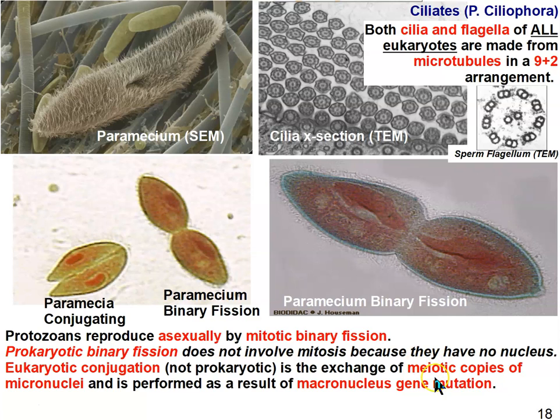So it reduces the number of chromosomes in half and also produces variation in those sex cells, those sperm and egg. But in this case, no sperm and egg are being produced. This is not sexual reproduction. This is just the exchange of genetic information between 2 cells.